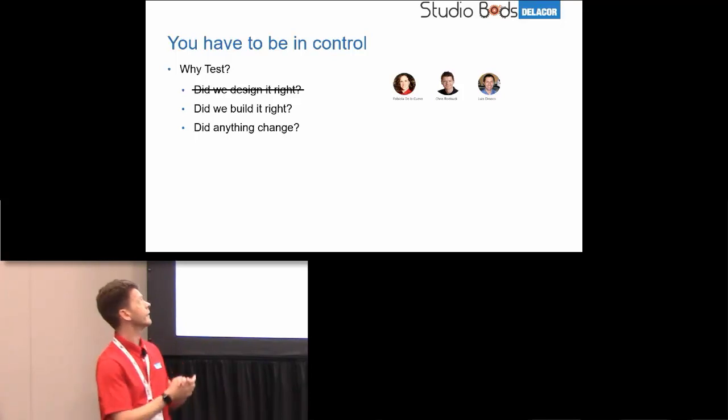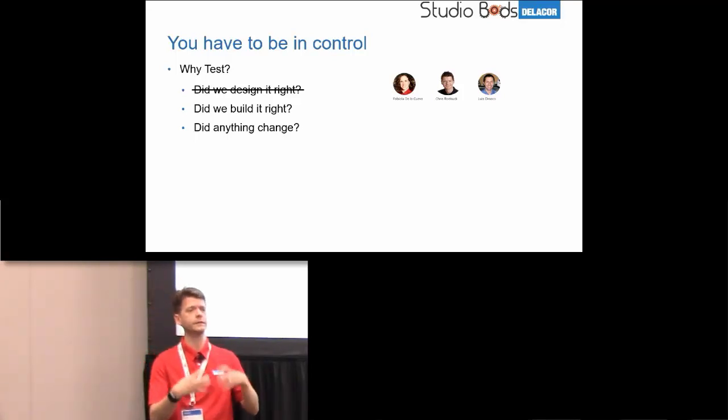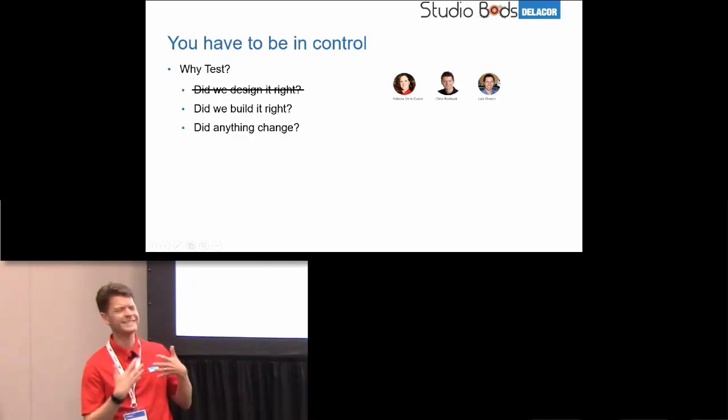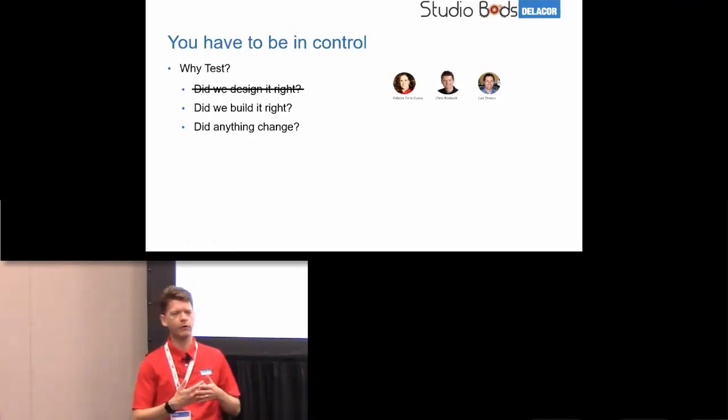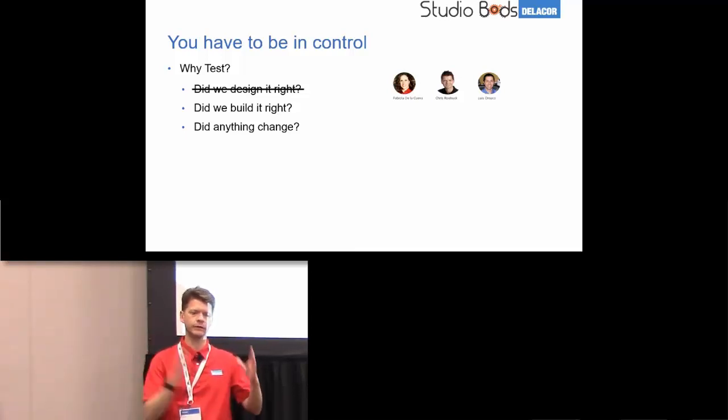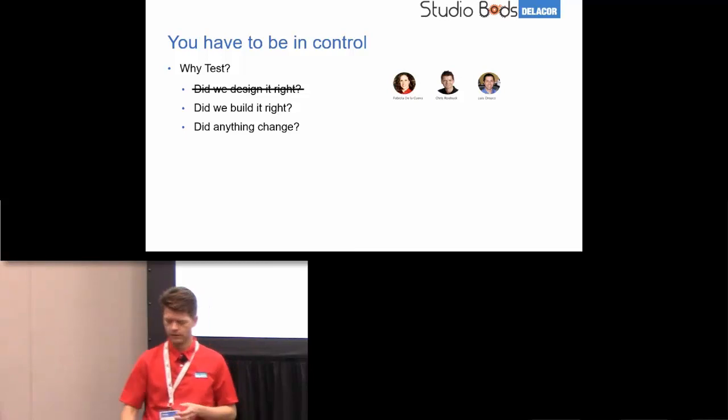Did we build it right? That's why we're testing. Did we put this thing together correctly? Are all the parts in the right places? Did we solder things down correctly? We want to know, did we build it right? We also want to know, did anything change? Did some of our amplifiers come from a different lot and they have different gain characteristics? So we want to know, did anything that goes into our final product change?